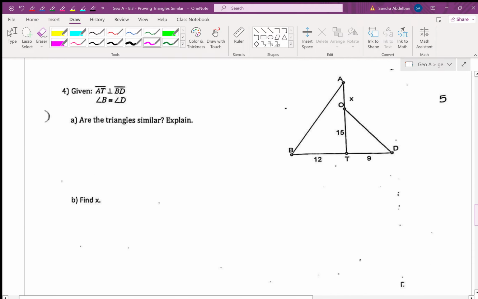Okay, number 4. It says, given that AT is perpendicular to BD, let's call these angles 1 and angle 2. Can I conclude that angle 1 and angle 2 are right angles? Yes. And then it's also telling us that angle B is congruent to angle D. My question for you is, are these triangles similar? Explain. Oscar? Yes, they're similar by angle.